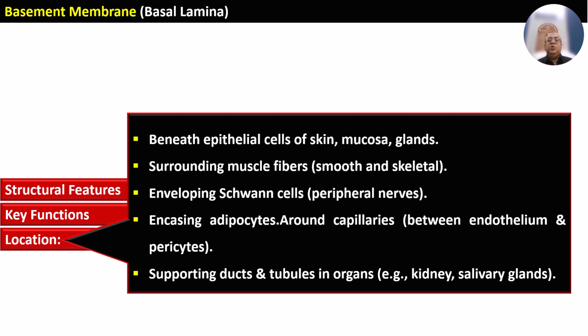Where is it located? It is located beneath the epithelial cells of the mucosa, skin, and glands. It surrounds muscle fibers, smooth and skeletal muscle. In peripheral nerve, it ensheathes the Schwann cells. It encases the adipocytes, lies around capillaries between endothelium and pericytes, and it is present in supporting ducts and tubules in organs such as kidney, salivary gland, etc.